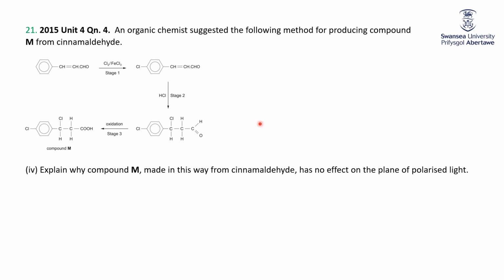So the last part of the question: explain why compound M, made in this way from cinnamaldehyde, has no effect on the plane of polarized light. Now, why on earth would they ask a question like this? Well, because when we look at the structure of compound M, this carbon here has got a benzene ring or an aromatic group attached to it, a hydrogen, a chlorine, and then this group that contains an aldehyde. In other words, it is a chiral or a stereogenic carbon.